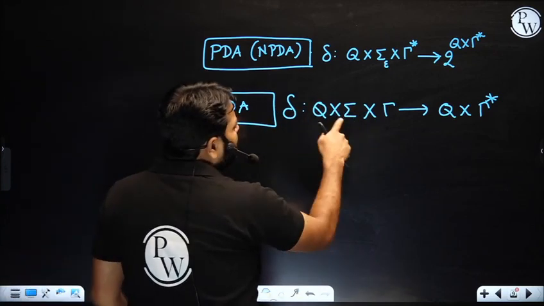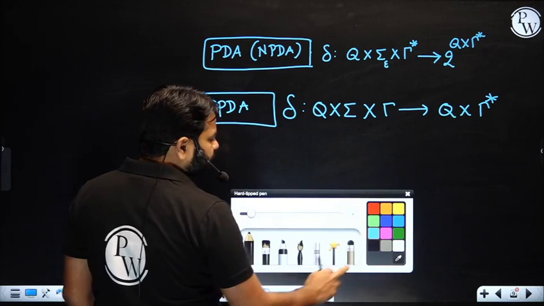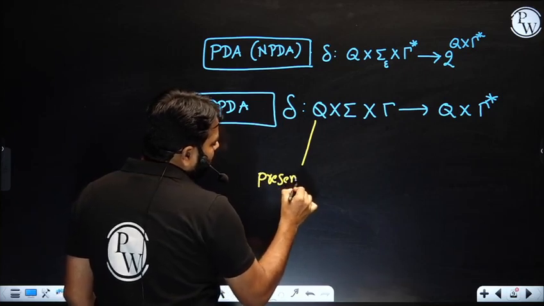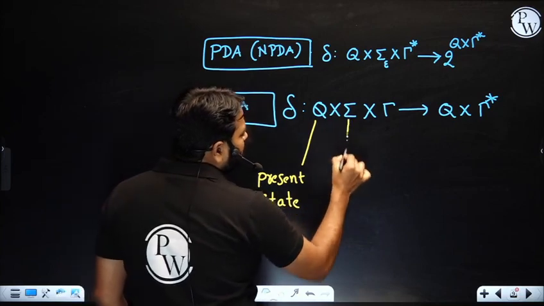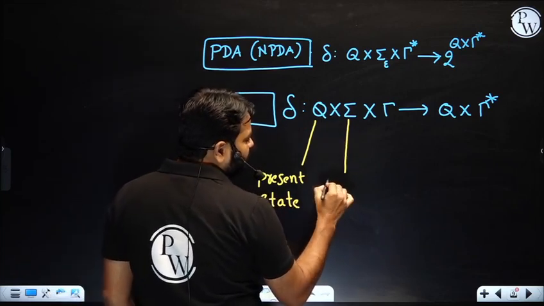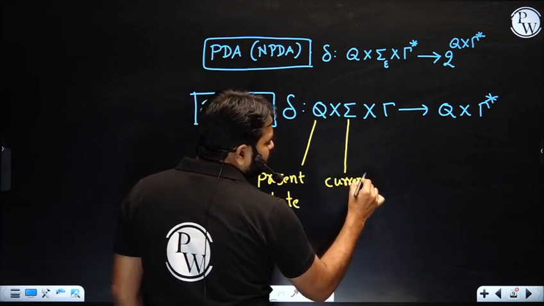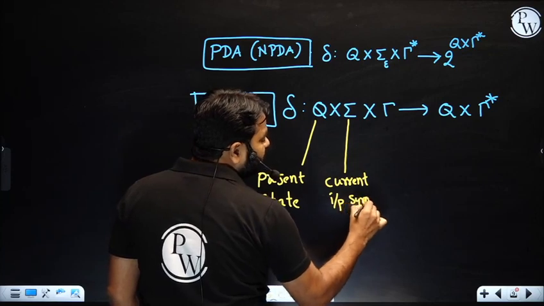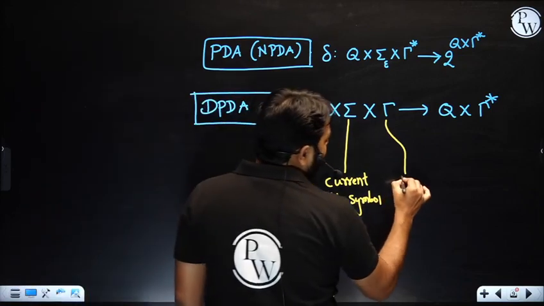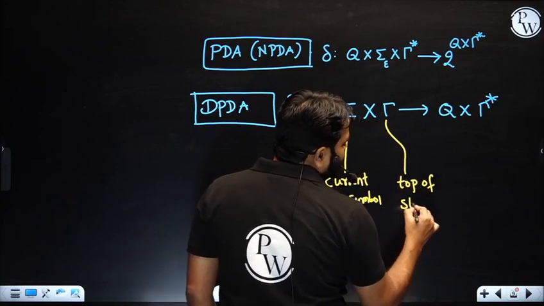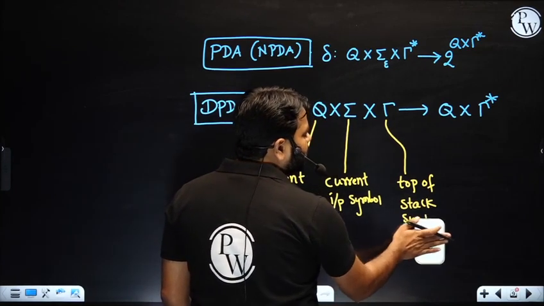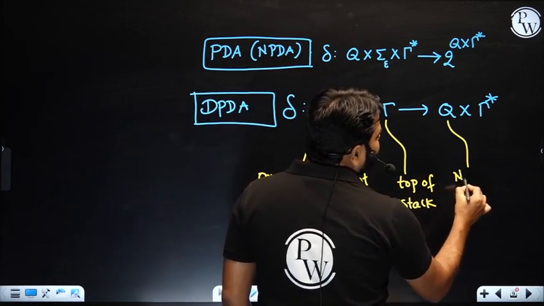Now what is the meaning of this? What does each component represent? Q we use to understand the present state: where are we right now? Sigma is what you are reading presently, the current input symbol. What is the present input symbol that you are reading from the set? And gamma tells us what you are looking at on the stack, the top of stack symbol. What is there in the stack? Top of stack. And this Q represents the next state that I want to move to.